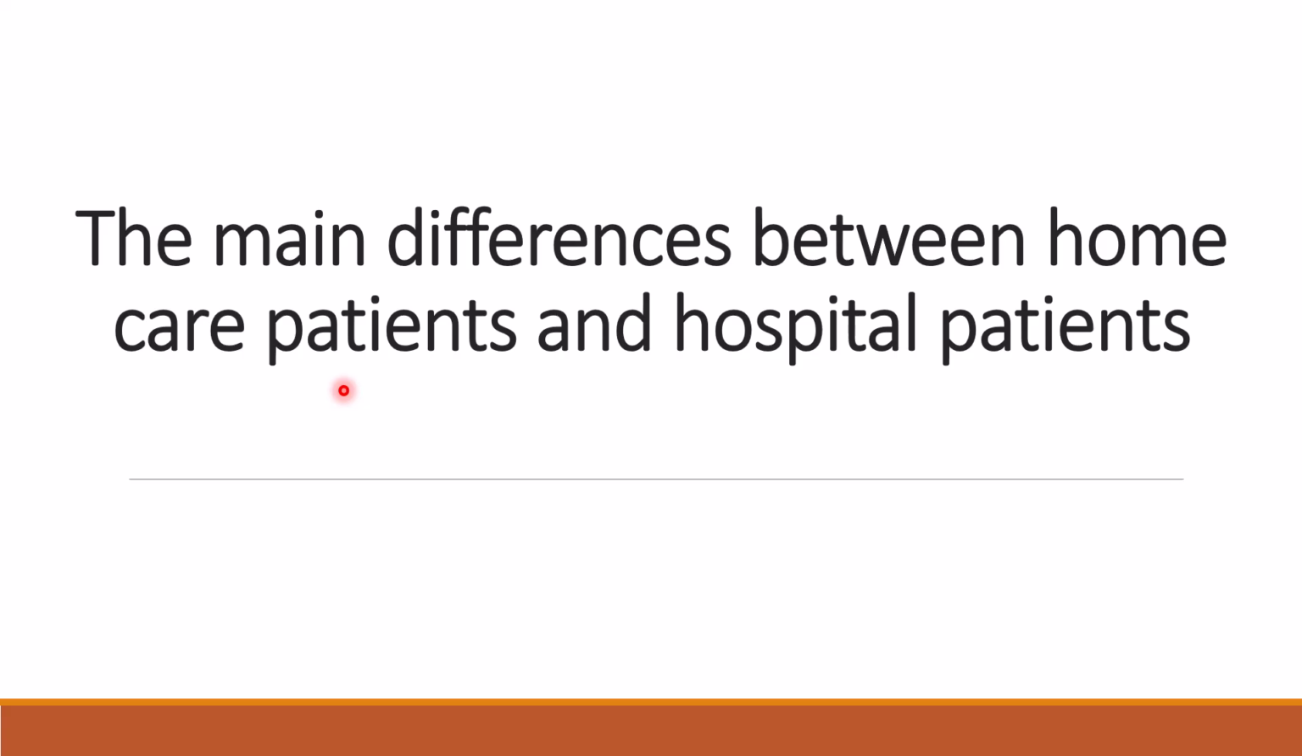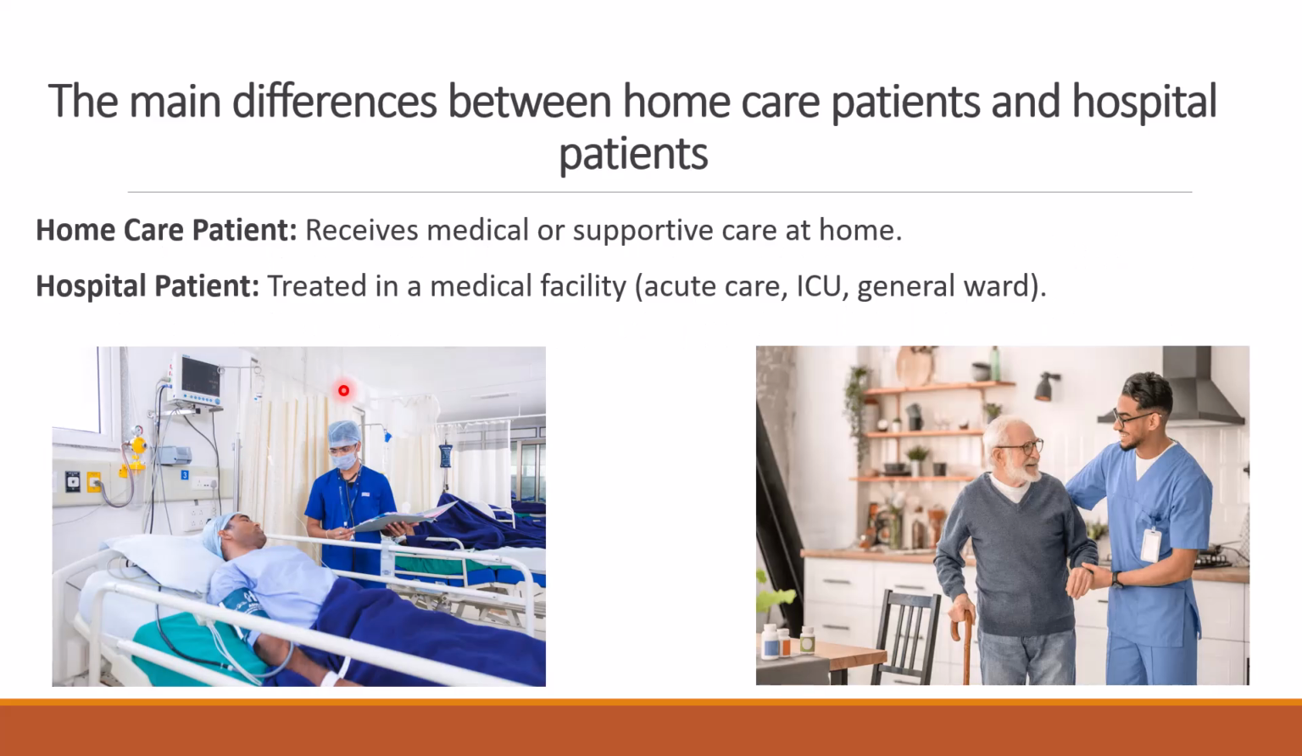So first of all, let's understand the main differences between the home care patient and the hospital patient. The home care patient receives medical or supportive care at home. From the name, home care patient is supposed to be at home with long-term treatment, okay? And the hospital patient is treated in a medical facility, for example acute care, ICU, and general wards. So generally speaking, there are two types of patients: one treated at home and one treated in the hospital.